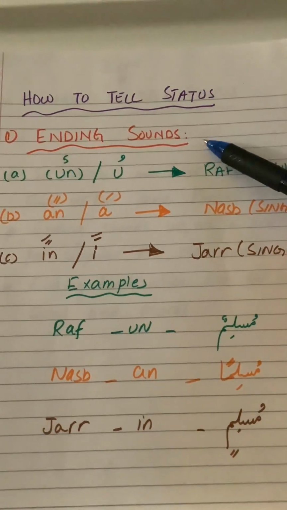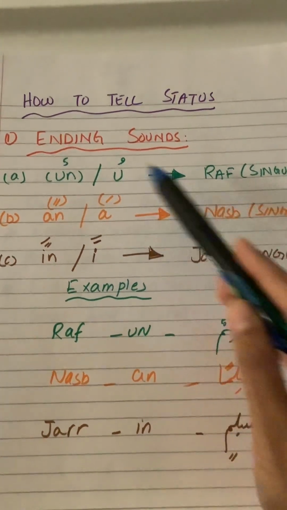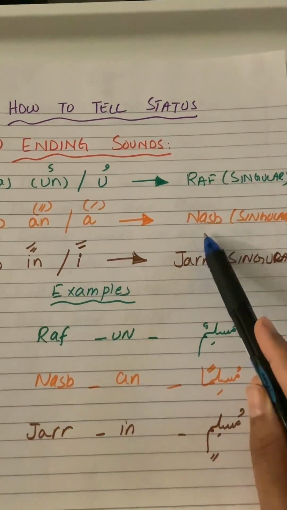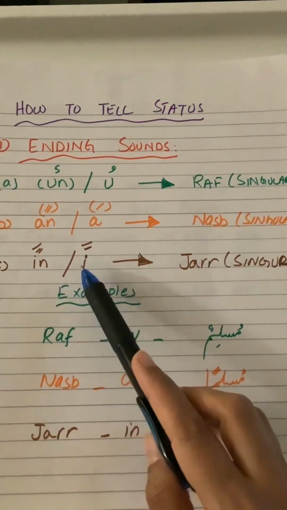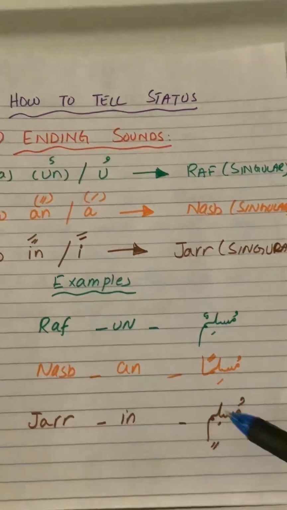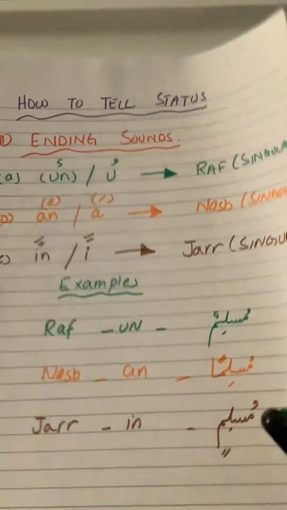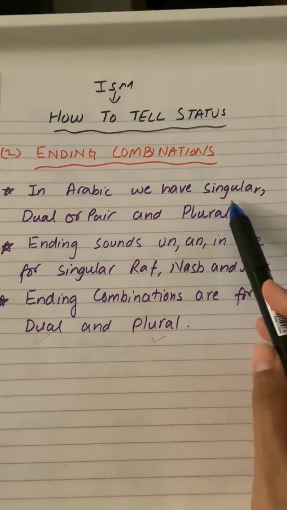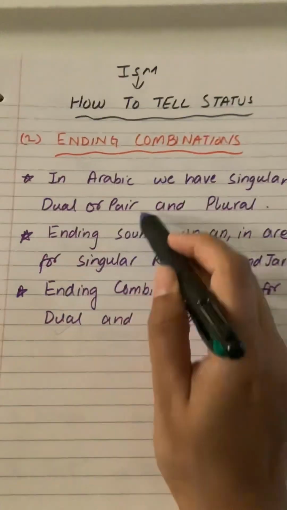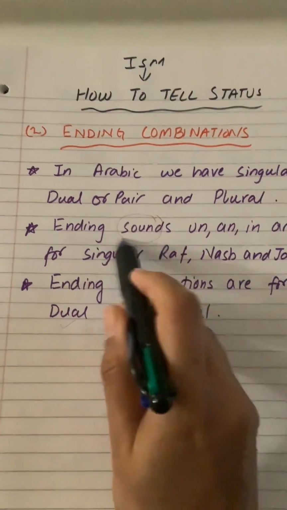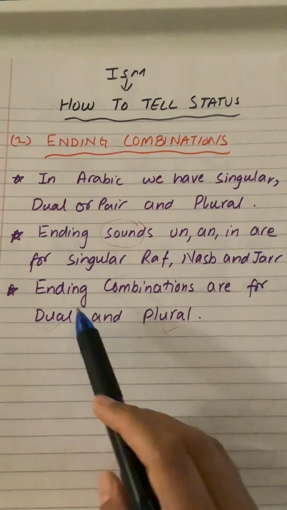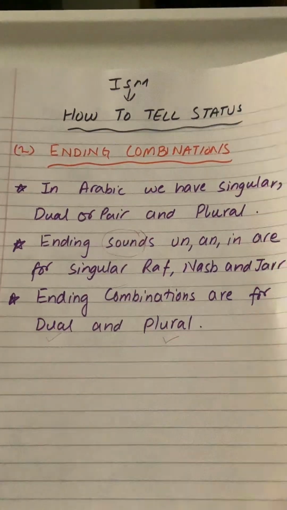Coming to the ending sounds: if you hear the sound un or u, that means it's rafa and singular. If you hear an or a, it's nasb and singular. If you hear in or e, it's jar and singular. Muslimun is rafa, Musliman is nasb, and Muslimin is jar, and all three are singular. In Arabic we have singular, dual, and plural. The ending sounds are for singular, and ending combinations are for dual and plural.